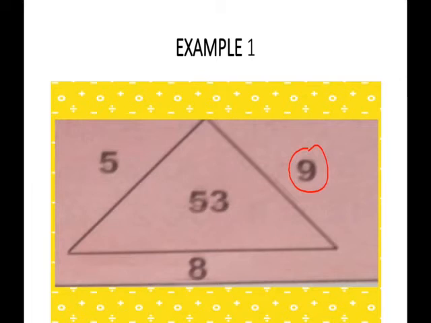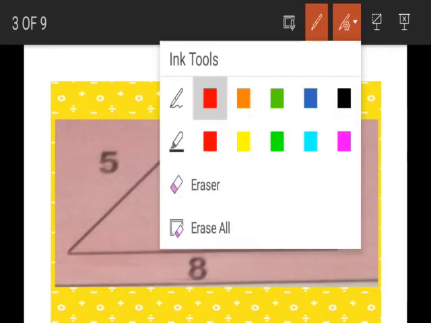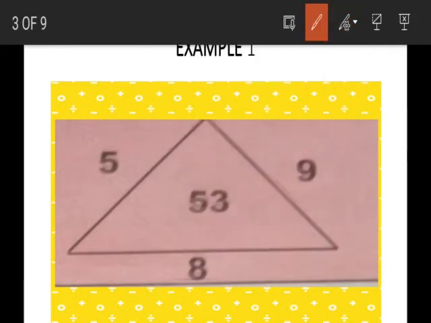The same thing applies to the 5. Assuming the 5 was not given, how can you get your 5? The same way, you remove the 8 from the 53, then you divide the answer you've gotten by 9. So they follow the same process.